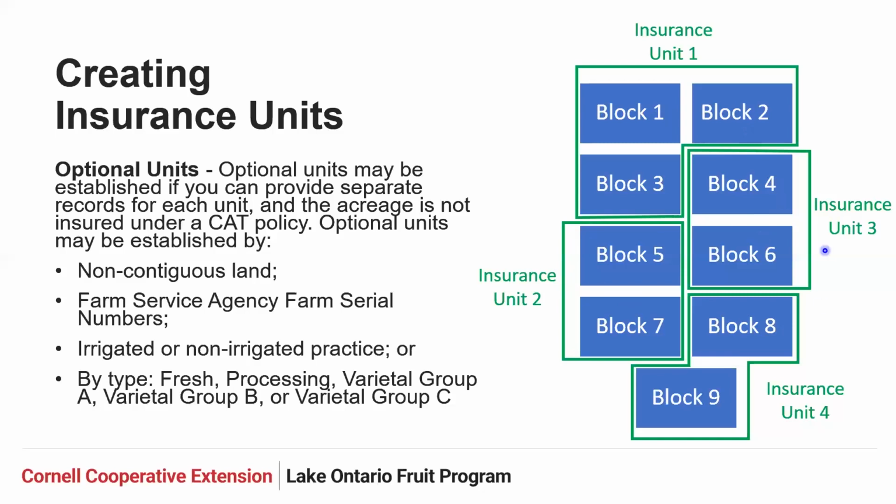So you see that if you just have fresh insurance units, that would encompass all of these blocks and be a larger unit. Whereas if you break it into varietal group A, varietal group B, and varietal group C, you will have more units and they will be smaller with fewer blocks in each of them.